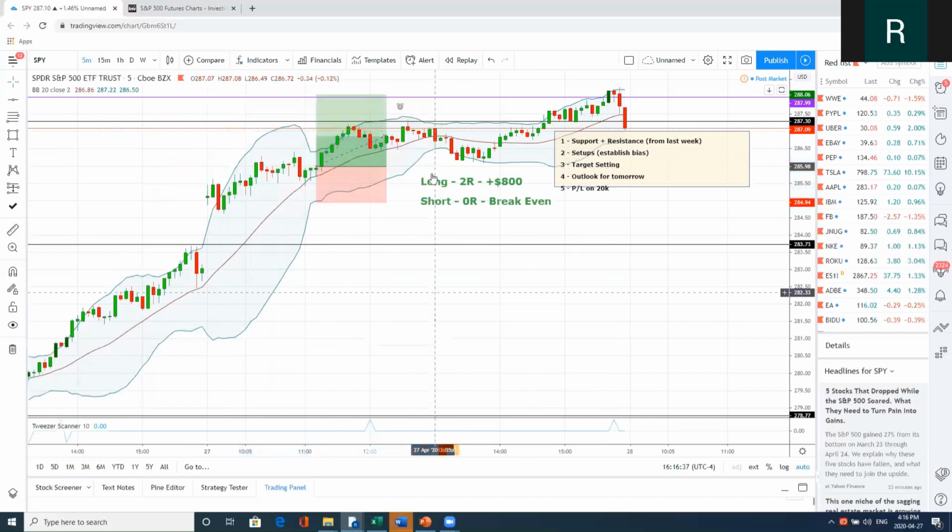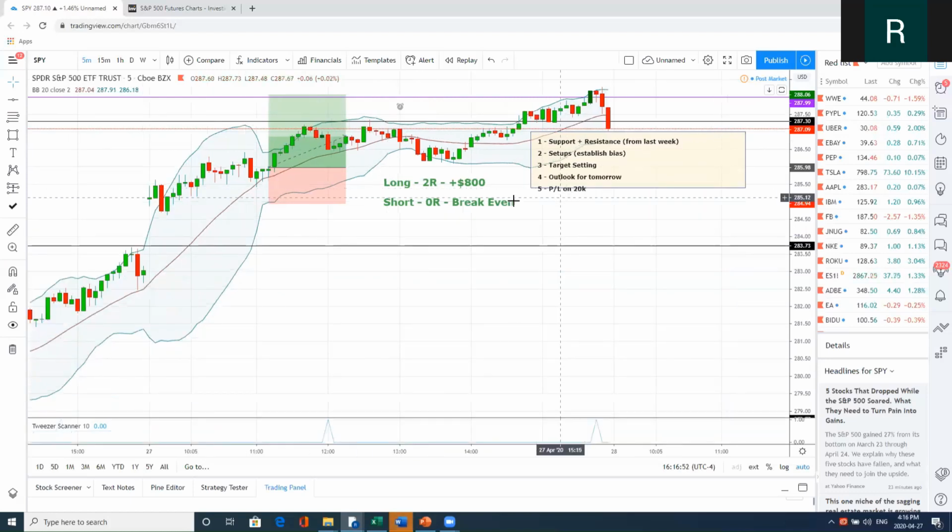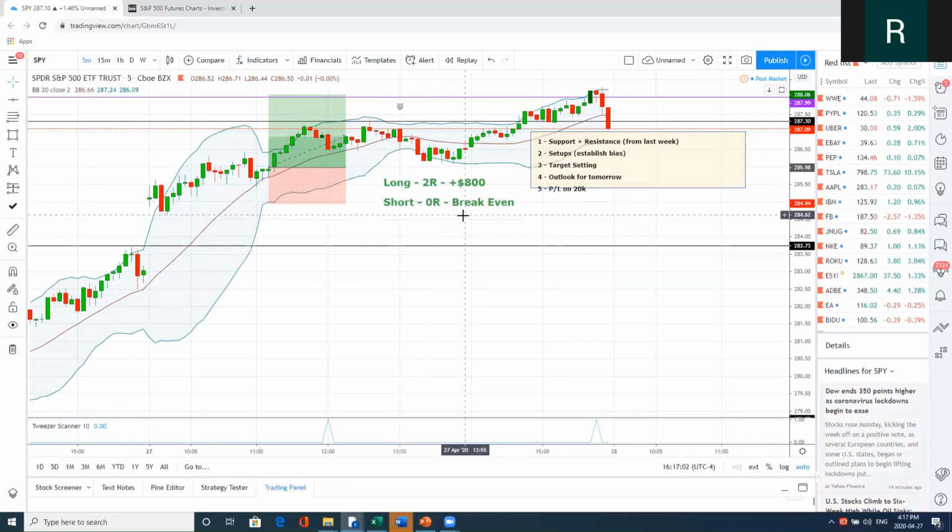For the shorts, it's really tough for a short opportunity here. You would just have to go to break even and just suck it up, come back tomorrow. So overall on the day, if we're looking at a P&L, what would it be? If we're using $20,000 as a starting balance and risking 1 to 2% of our account with this long, that's easily $800 for a 2R. And for the short, I'm going to have a break even, though you could have made a 1. I'm just going to be conservative.